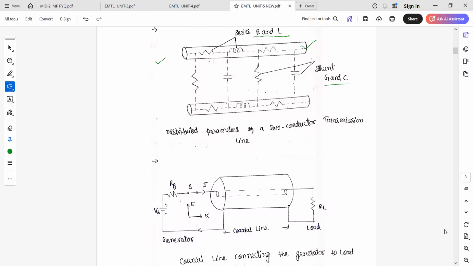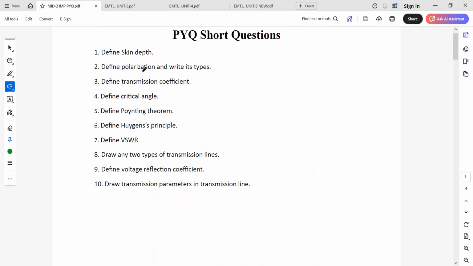So here we have discussed all these important 10 questions. Those are very, very important for the last 2.5 units, and they are repeatedly asked in the external exam, even in the internal exam.